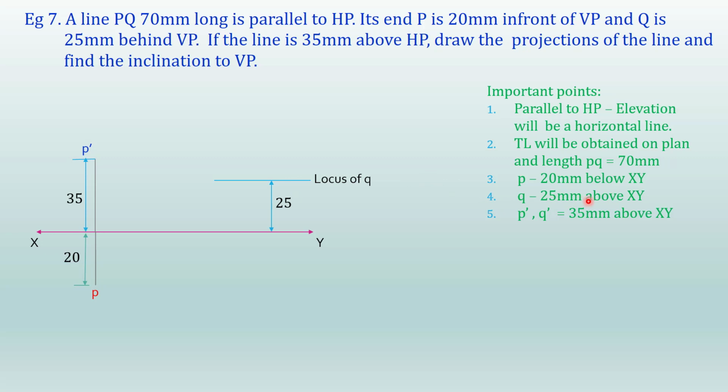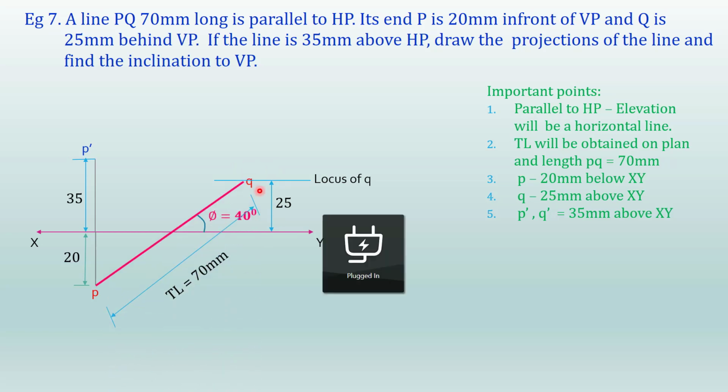Plan point is 25 mm above XY. So you can mark 25 mm here. You draw a horizontal line which represents the locus of Q. So Q can be anywhere on this line. And we know that the distance PQ is true length, right? PQ is 70 mm. Now you take 70 mm in the compass. You place the needle at P and mark 70 mm on the locus, which will give the point Q, right? So this line denotes the plan.